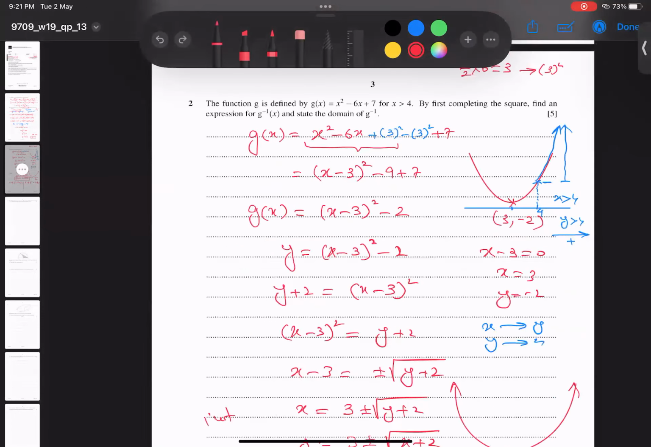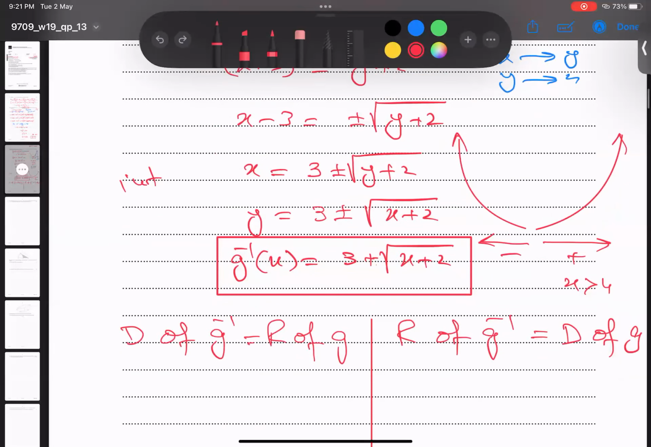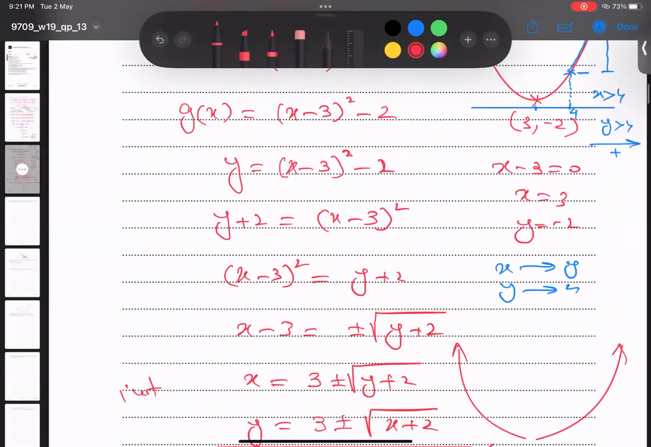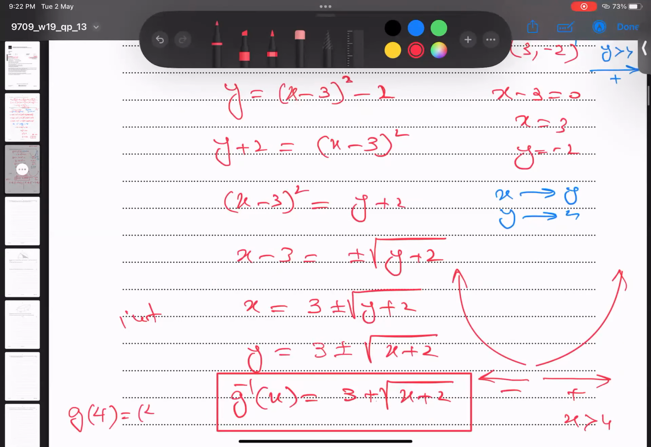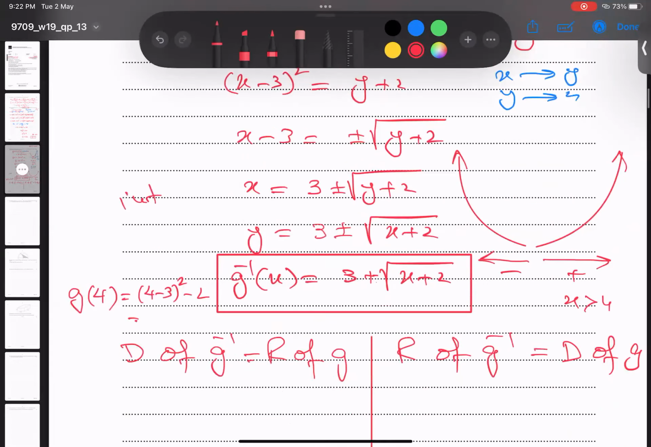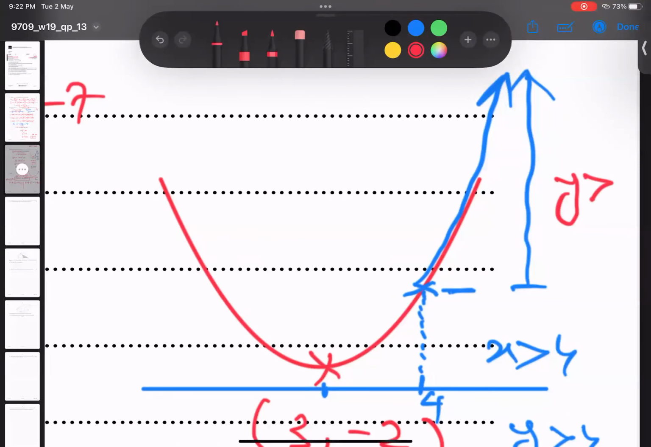So let's start. At 4, what is the value? G of 4 is what? You plug in 4 here. 4 minus 3 is 1. So 1 squared, and minus 2. This is 1 minus 2, so I get minus 1. So this is actually the range of the function. See, I show you, this y value is bigger than minus 1. So this is the range.